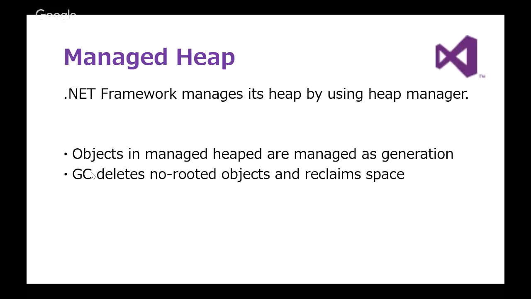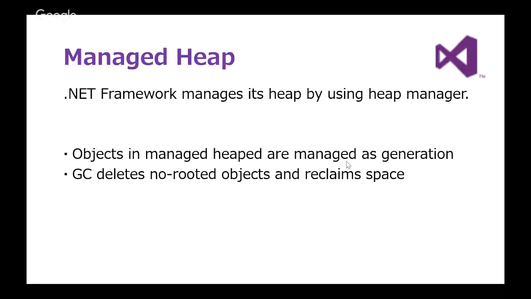But when we say managed heap, this is a heap created by the CLR, and the CLR is the one managing this heap. So the .NET Framework manages its heap by using a heap manager, and objects in the managed heap are managed as generations. So let's say I do a new, my class A equals new my class. As soon as I do that, an object is created in the managed heap. Then we mark it as generation 0.